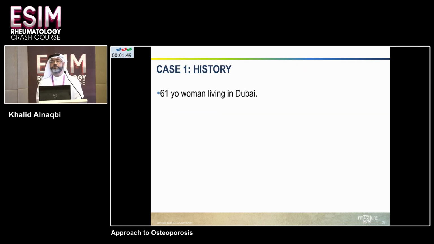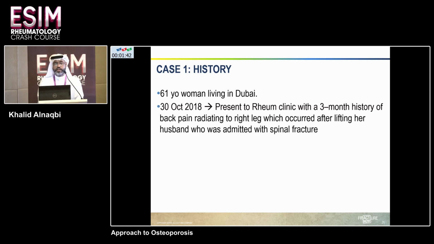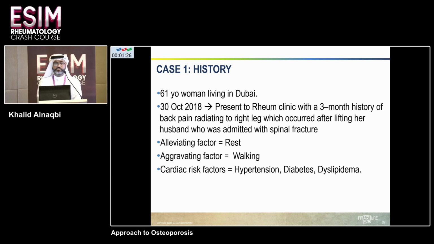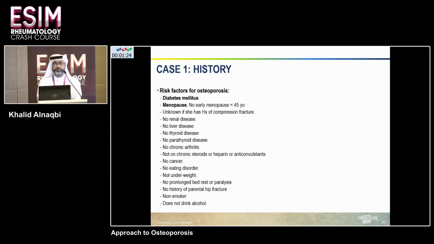So I'll end with one case and finish because I have a minute and a half. I have a 61-year-old woman living in Dubai. In October 2018, she presented to my clinic with a 3-month history of back pain radiating to the right leg, which occurred after lifting her husband, who was admitted with an osteoporotic spinal fracture. The alleviating factor is rest, the aggravating factor is walking. Cardiac risk factors: hypertension, diabetes, and dyslipidemia. Risk factors for osteoporosis are diabetes and menopause, but not early menopause, and all other risk factors are negative.